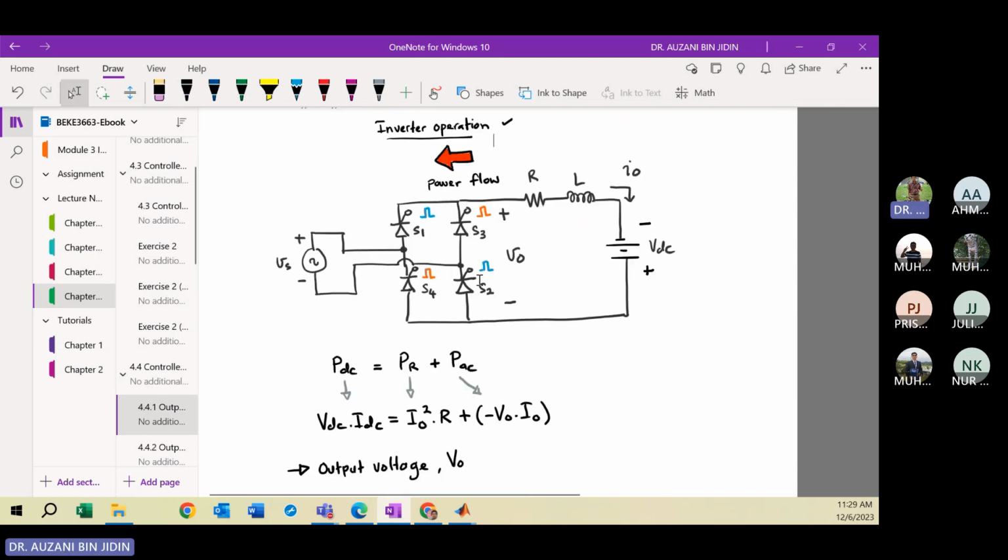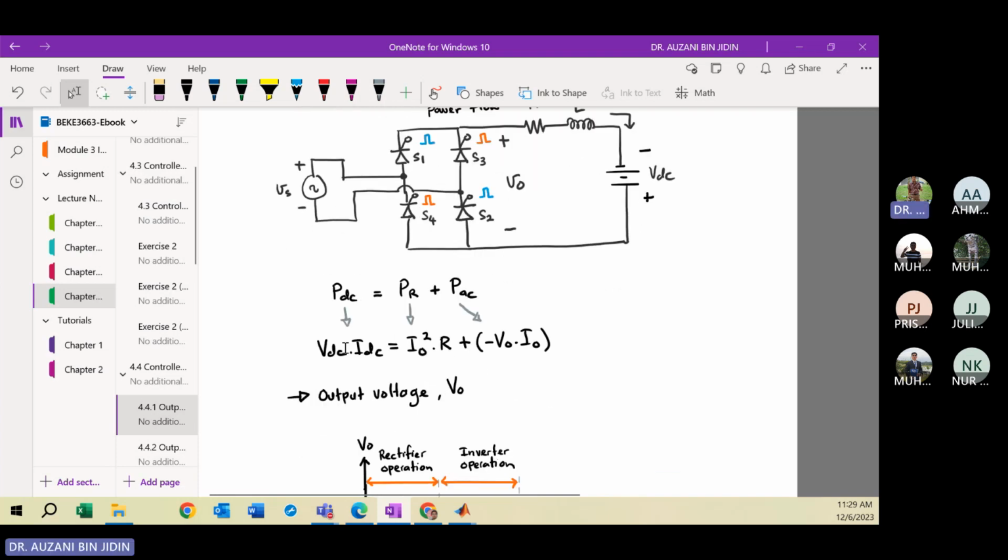You inject the current pulse, same for S1 and S2, or the same goes for S3 and S4, the orange color. We know that the power delivered by the DC source is the summation of PR and PAC. So this is the way you write it, substituting the equation that we have shown on the previous page. Then you can write this equation.